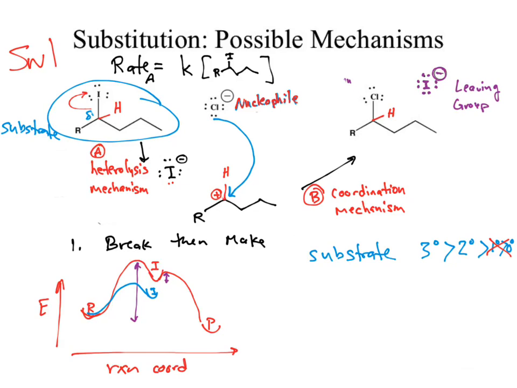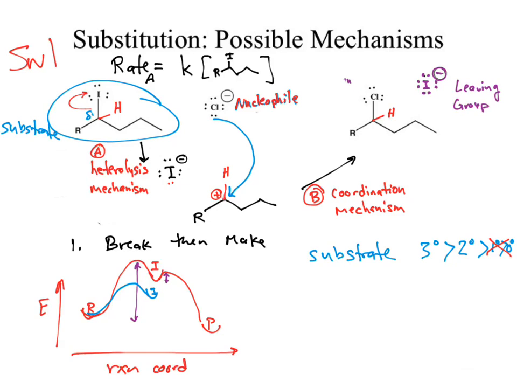So I can look at my substrate in just a simple analysis of the substrate. That is a secondary alkyl halide. SN1 will happen. I can predict if the reaction is going to happen just by looking at the substrate. That's pretty cool. Okay? Nucleophile.